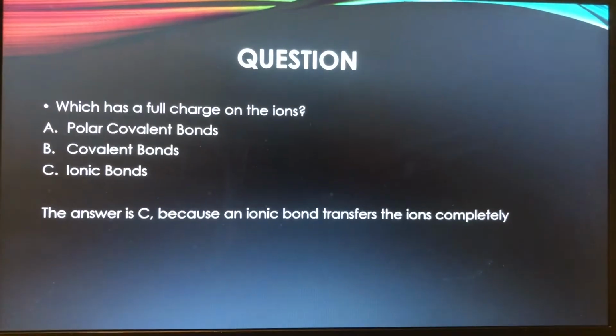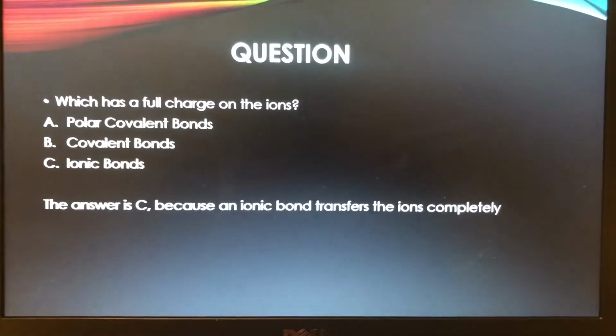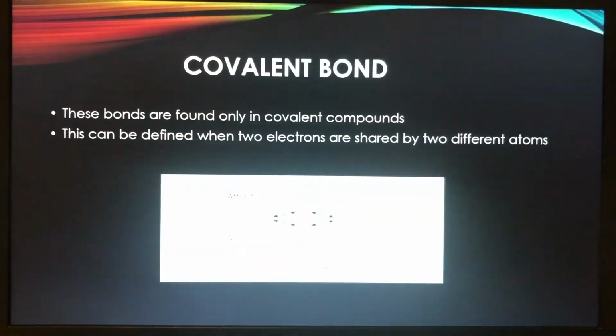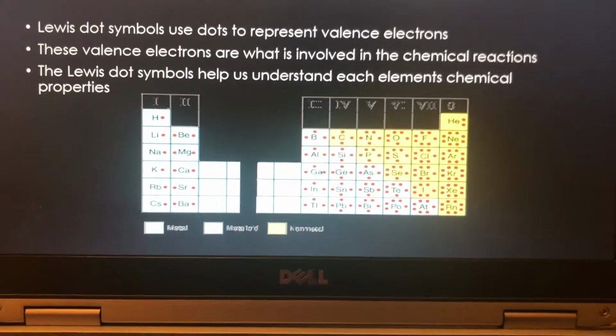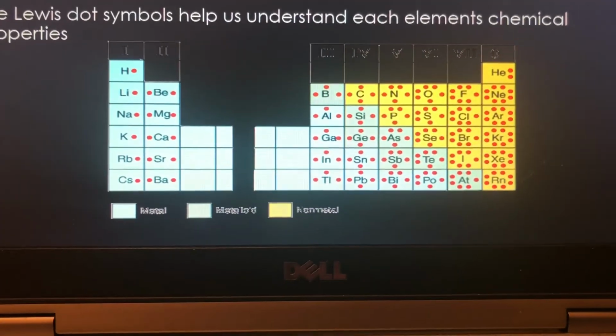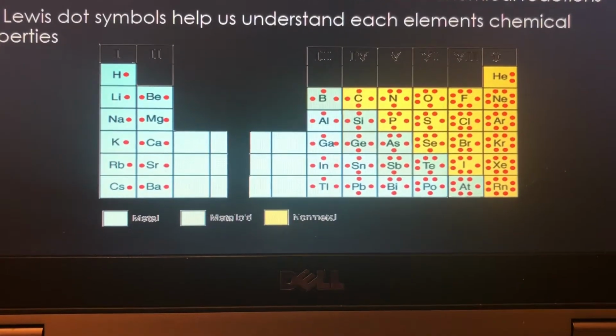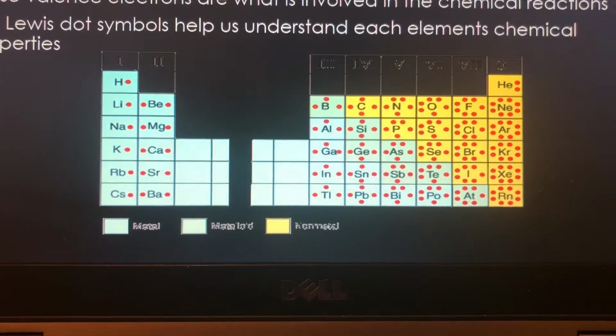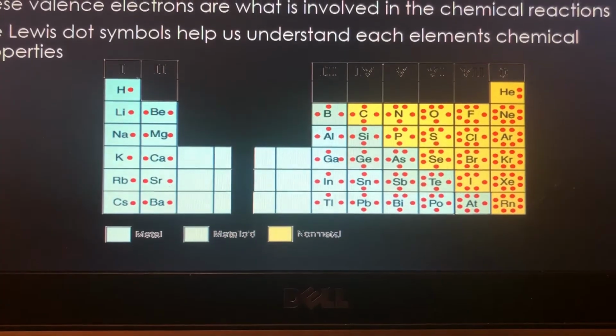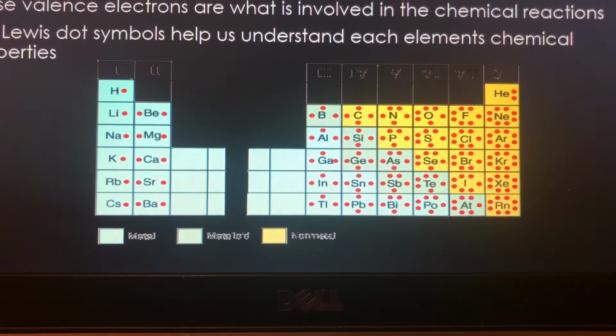Alrighty, now that we have gone over that, we're going to go back really quickly to the Lewis dot symbols and the valence electrons. I'm going to go ahead and ask you guys a few questions just to make sure we really understand this concept, because it is the basis of what we're going to be learning further on in the slide.